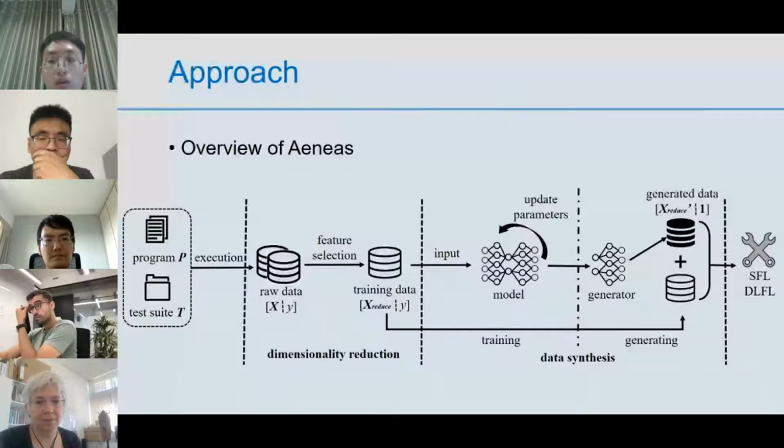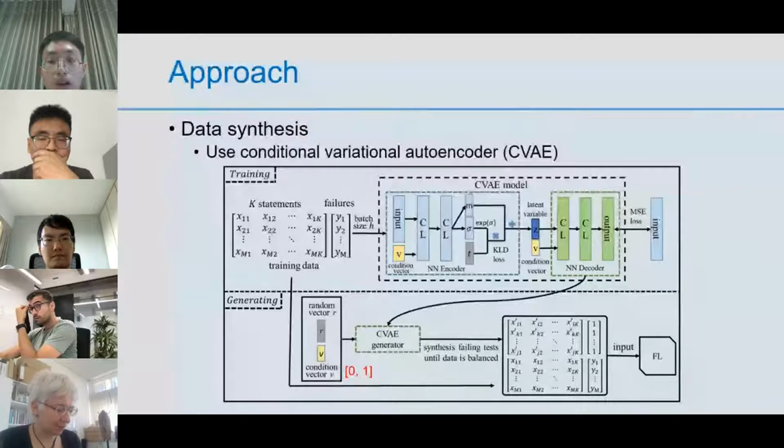In detail, we use a conditional variational autoencoder for data synthesis. The data synthesis stage has two main steps, the training step and the generating step. For the training step, the conditional variational autoencoder model combines input data and the latent variable with labels. The training step will build a model which can sample new data through the underlying probability distribution.